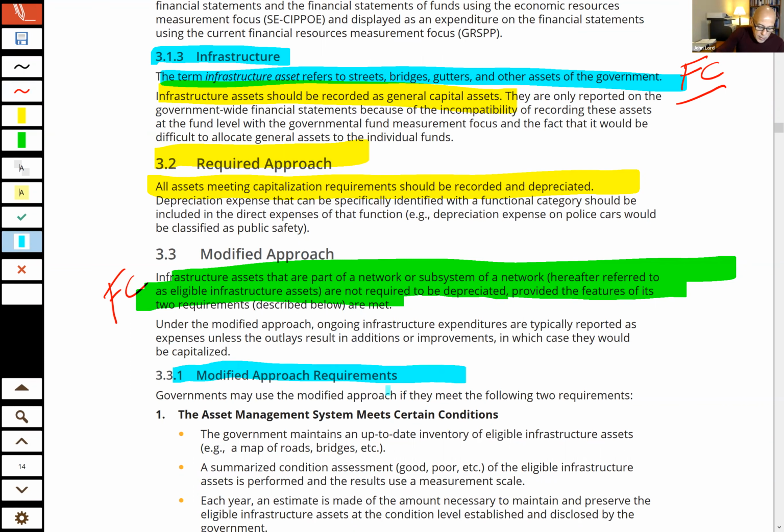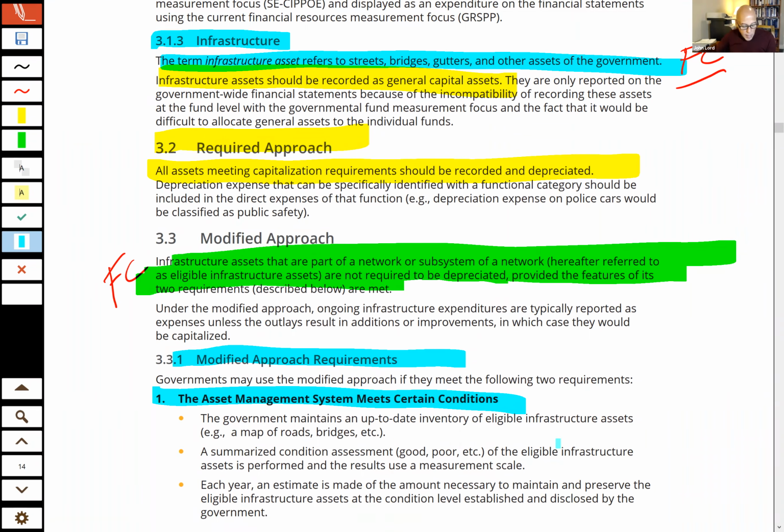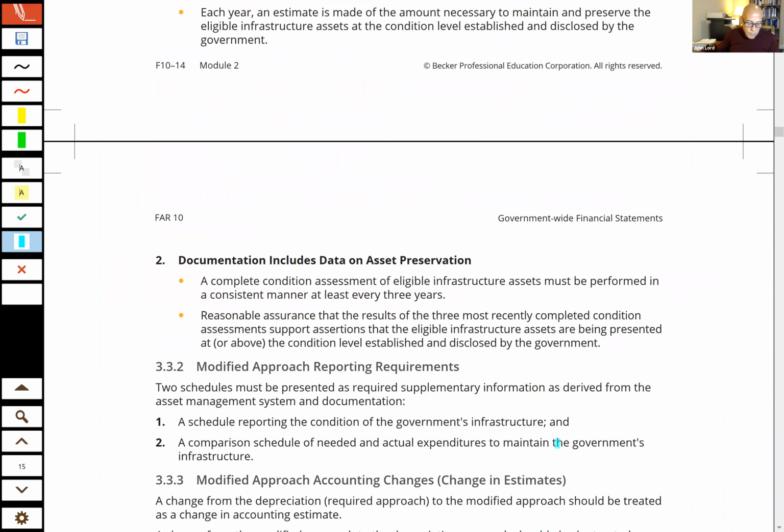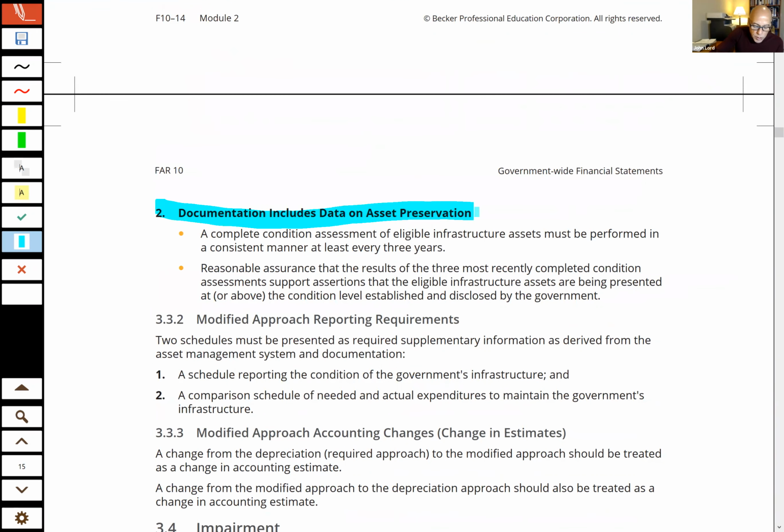And the two requirements is there has to be an asset management system that keeps track of your infrastructure assets. So you don't have to depreciate them, but you would have to have an asset management system. And then there would need to be documentation that shows that you are preserving your infrastructure assets at whatever condition assessment you're reporting them at. And the condition assessment is literally high, medium, low. Okay. Now, what I'm going to focus on here is not so much what are the requirements for the modified approach, but what is required to be disclosed if you use the modified approach.